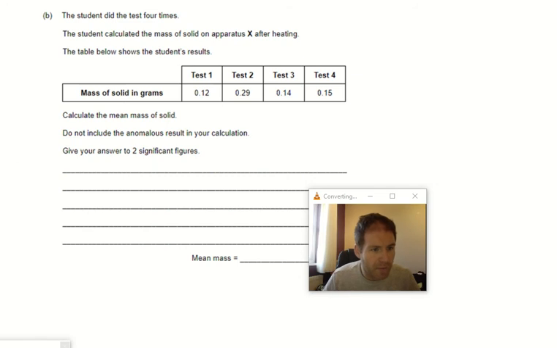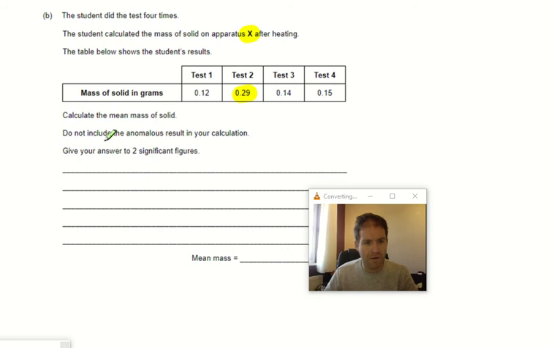Let's make sure we prep it. So the student did the test 4 times. The student calculated the mass of the solid apparatus X on side X. The table below shows the student's results. Mass of solid in grams: 0.12, 0.29, 0.14, 0.15. I'm going to highlight that one. That seems a bit odd.